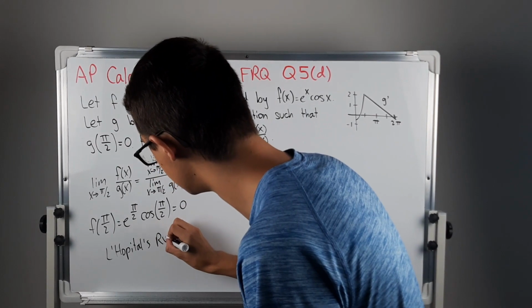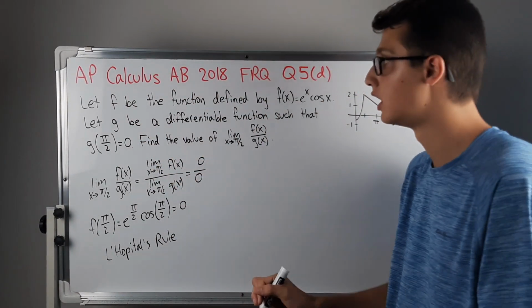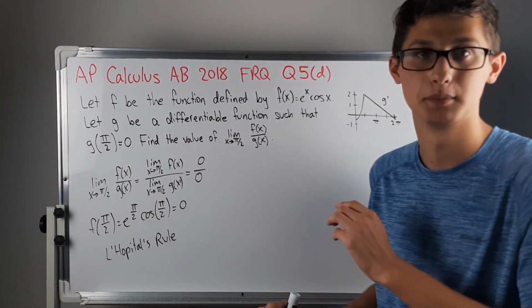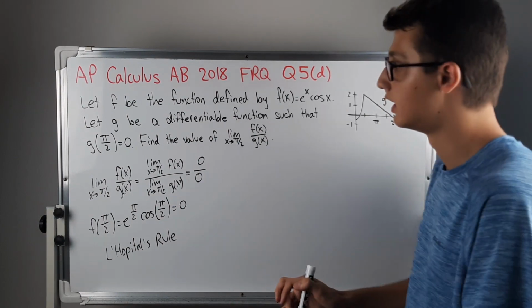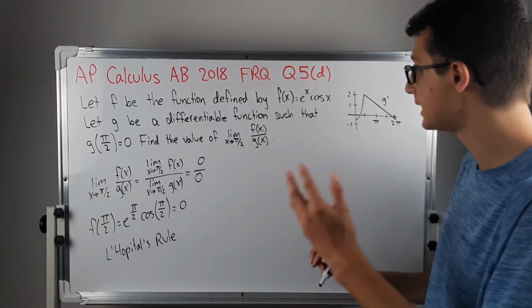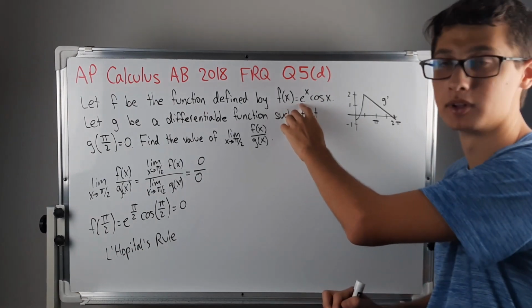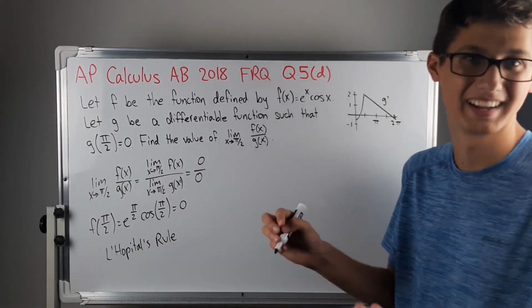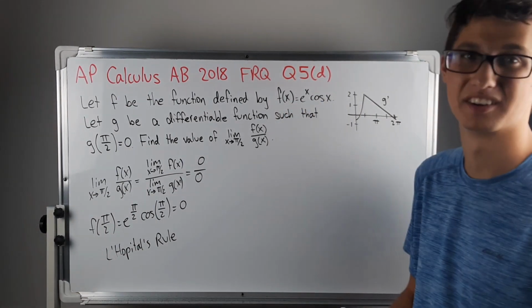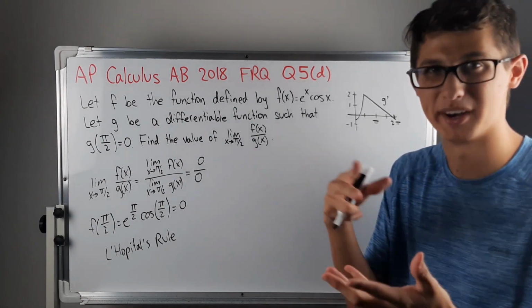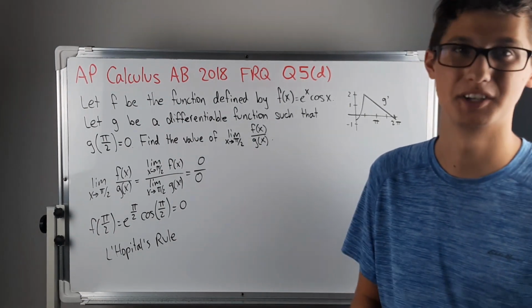And essentially, let's make sure we can actually do this. It tells us directly that g is differentiable, so that's fine. We can take the derivative. Can we do that for f? Well, yes, because e to the x is differentiable, cosine of x is differentiable, and that means we can take the derivative, because a combination of differentiable functions will be differentiable.